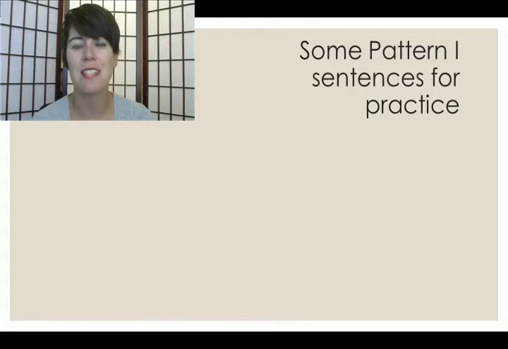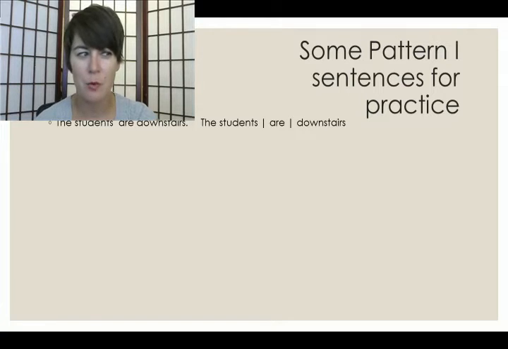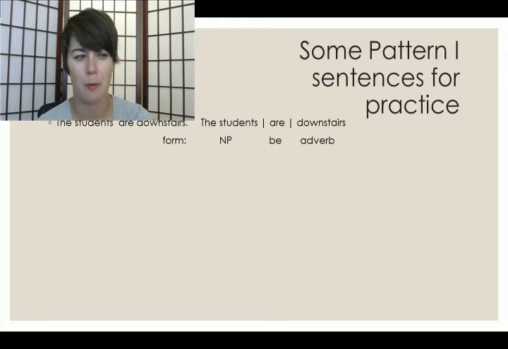I've prepared a few sentences for you in pattern 1 for practice. The first one, the students are downstairs. You'll notice I have separated the subject, the predicating verb, and the required adverb of time or place. Then I've done form on them. So the students in form is a noun phrase. The verb is a be verb, and downstairs is an adverb. That's what they are in form.